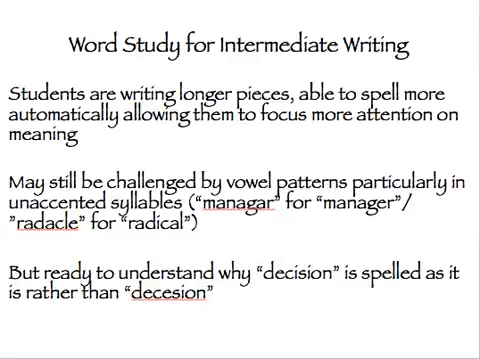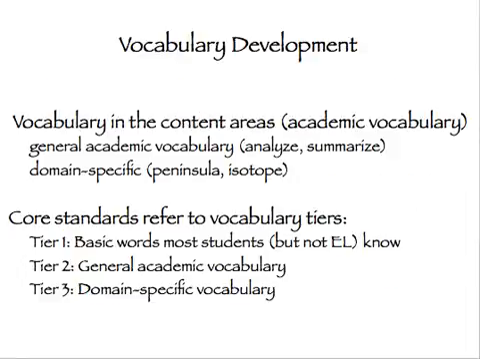They're still challenged, as I indicated at the beginning of these slides, by some of the more ambiguous and uncommon vowel patterns, particularly in unaccented syllables where the vowel almost gets swallowed. But they're ready to begin to understand why decision is spelled D-E-C-I-S-O-N and not D-E-C-E-S-I-O-N. And we're going to explore that relationship between spelling and meaning this week.